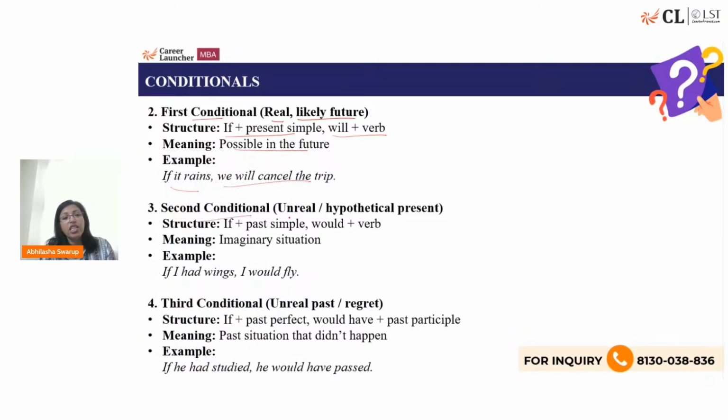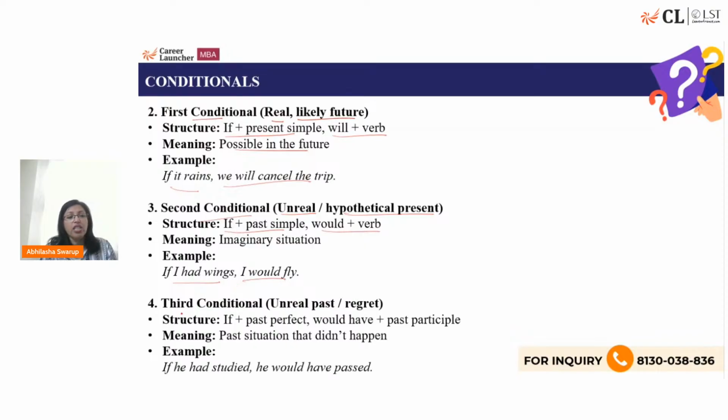The second conditional is about unreal or hypothetical present. Okay. So the structure is if plus past simple and then would plus the verb form. So if I had wings, I would fly. All of this is imaginary, right?